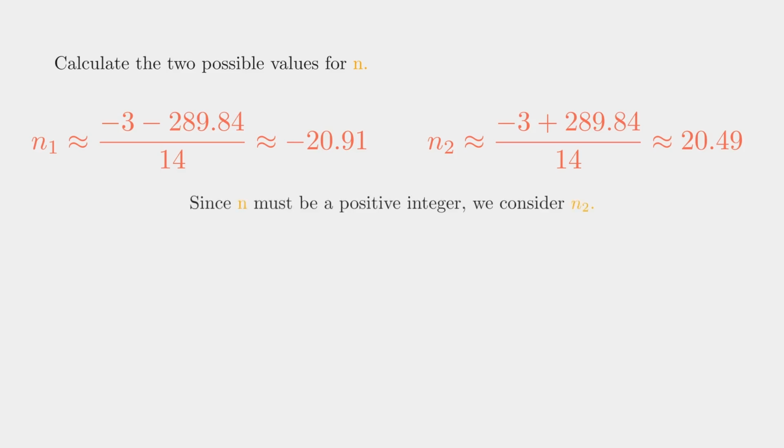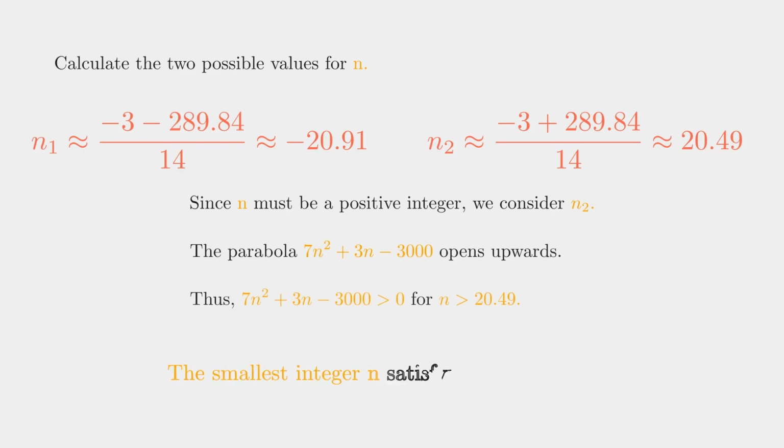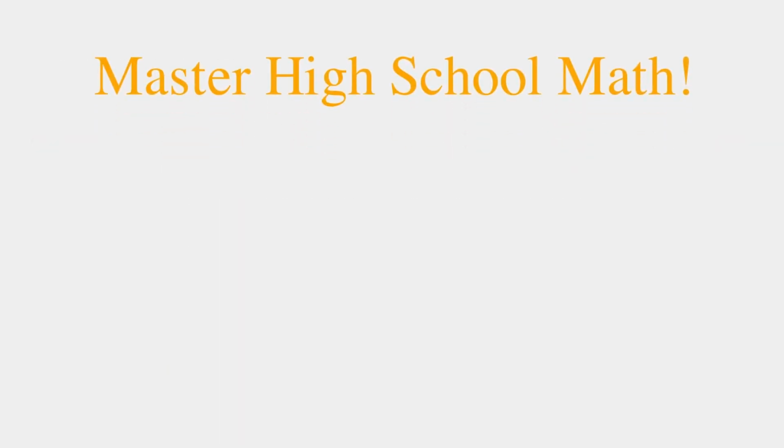Since n must represent the number of terms, it must be a positive integer. We also observe that the parabola of the quadratic expression opens upward, as the coefficient of n squared is positive. Therefore, 7n squared plus 3n minus 3000 is greater than 0 when n is greater than 20.49. The smallest integer n that satisfies this condition, consequently, is 21. With this example, our examples come to an end.